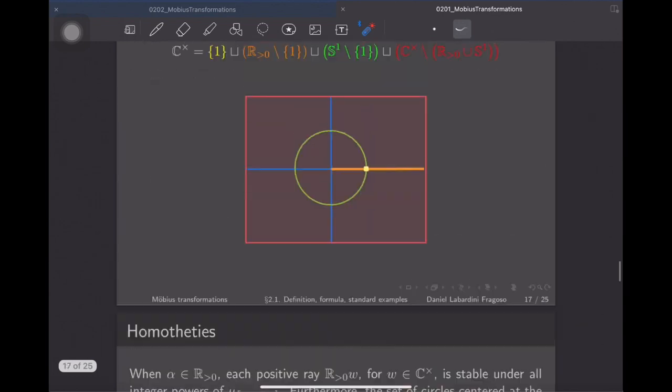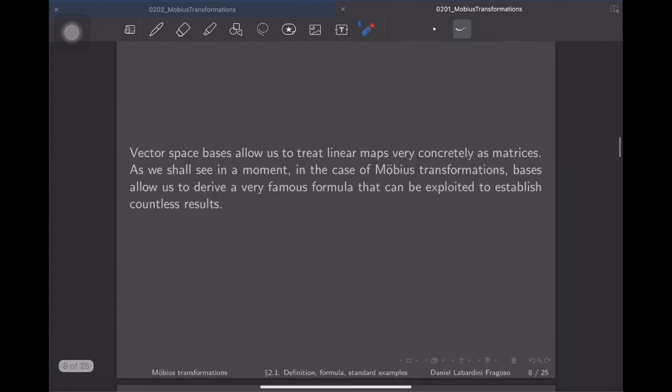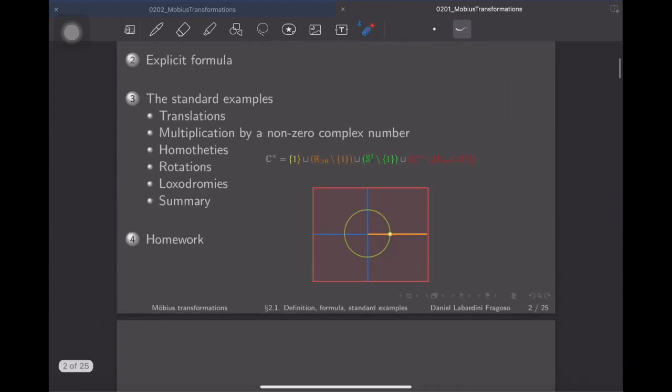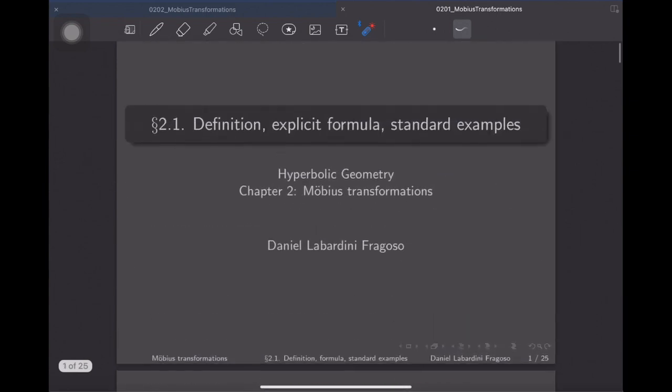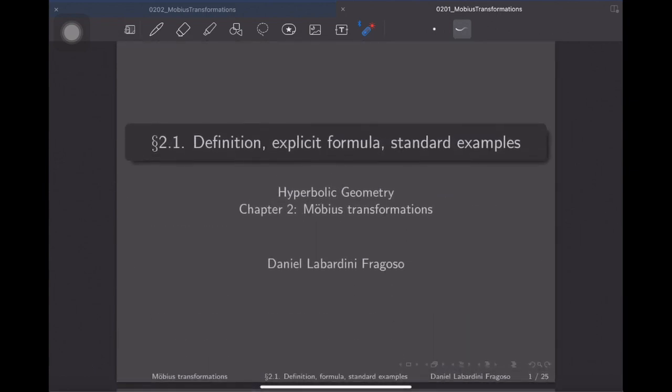In all examples, each of the two families found has the property of foliating C bar if we remove fixed points. The fixed points were, in the case of translations, only the point at infinity, and in the case of multiplication by a non-zero complex number alpha, the fixed points were 0 and infinity. So that's what we did last lecture.